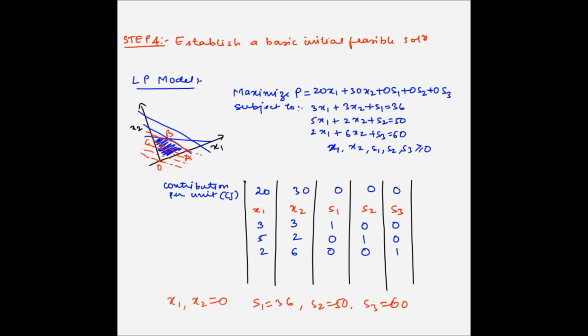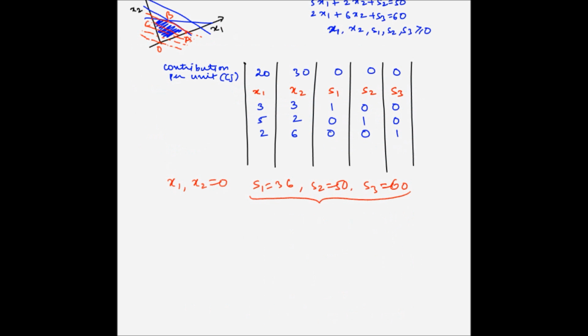So here x1, x2 are 0 and S1, S2, S3 are non-zero. So here the slack variables, which are non-zero, are known as the basic variables, while x1, x2, which are 0, are known as non-basic variables.